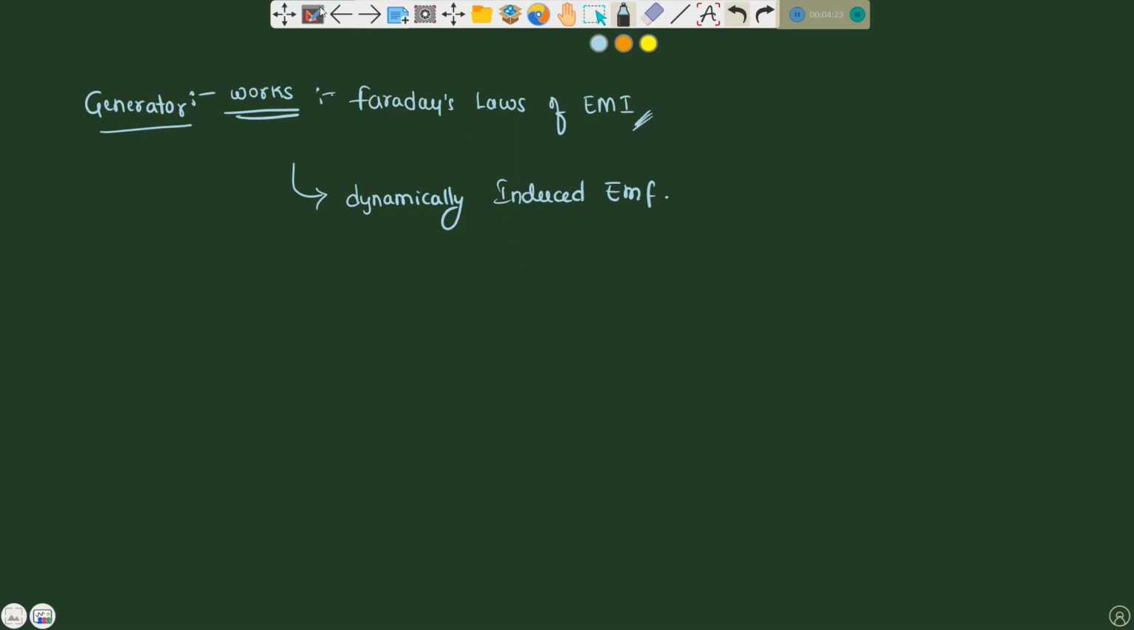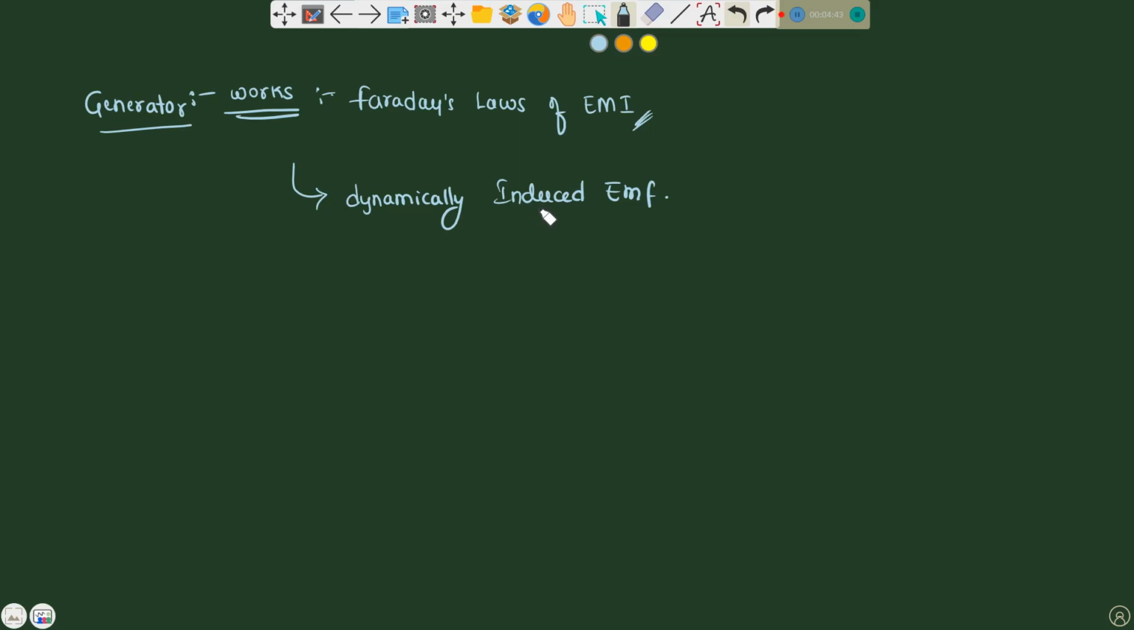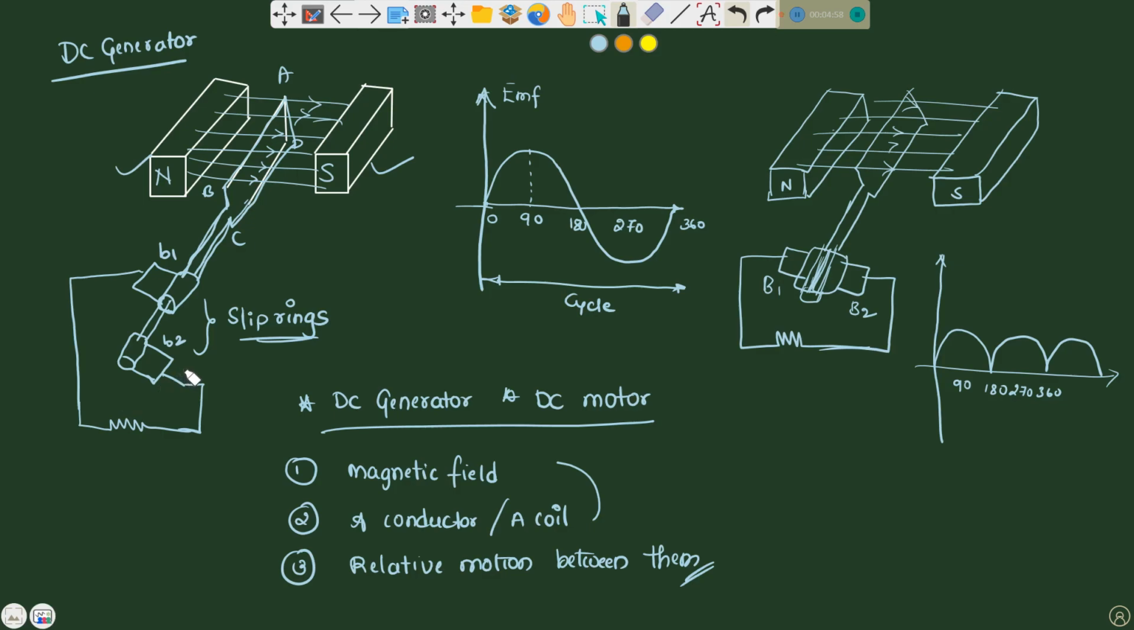Whenever this conductor A, B, C, D is cut by these magnetic field lines, there will be an induced EMF. That EMF is called dynamically induced EMF. This induced EMF is produced according to Faraday's law of electromagnetic induction. This EMF causes a current to flow in a circuit when it is closed. Suppose if it is open, there won't be any current.